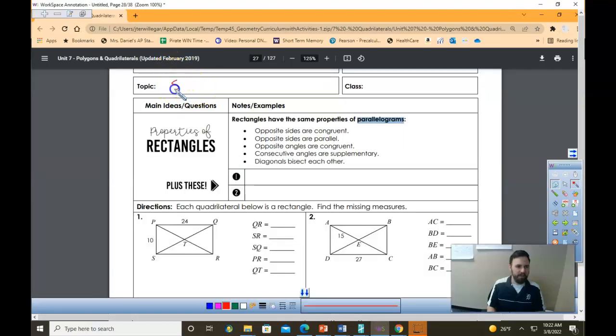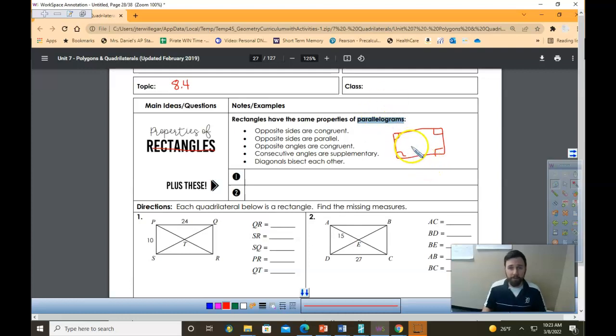Math 8.4. We're going to be looking at rectangles. Hey, I underlined it. All right, so let's get right into it. I'm sure you all have seen a rectangle before. If I ask you to draw it, you could probably tell me a lot about it.